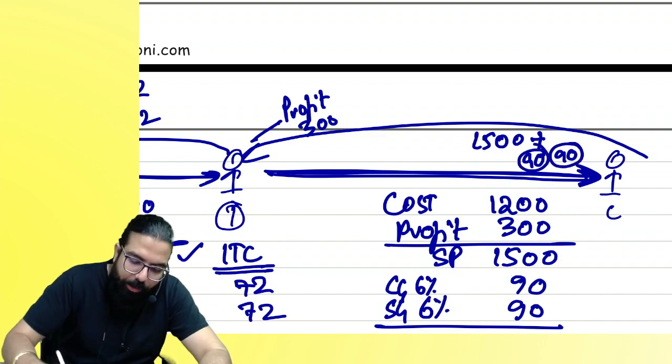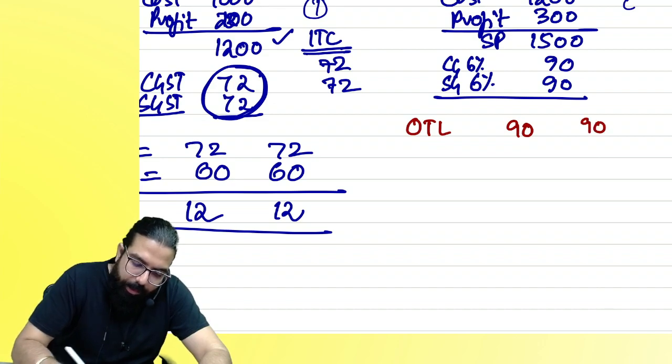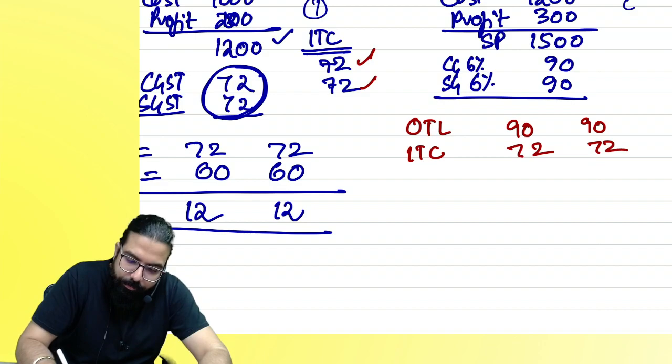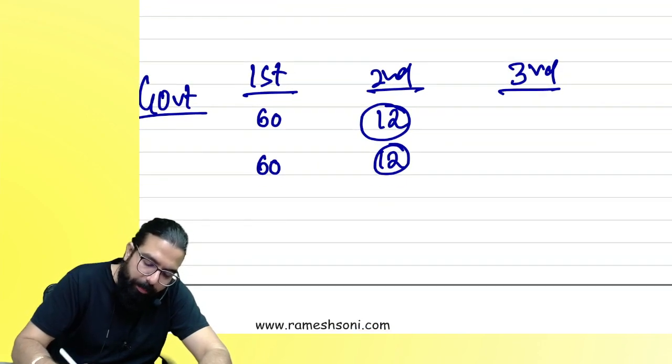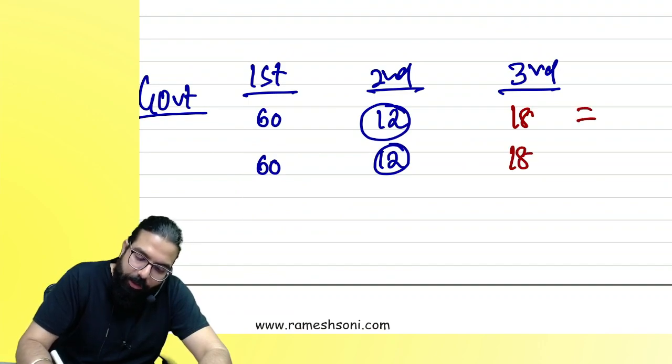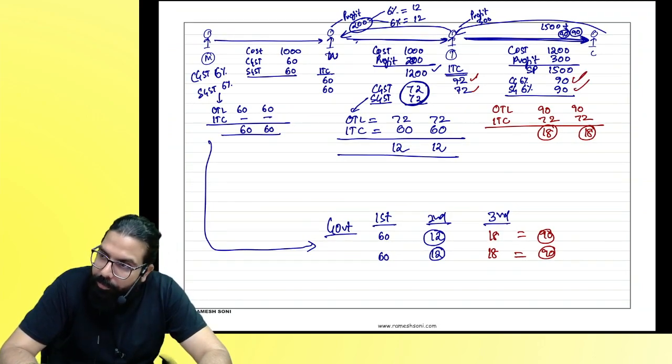Now tell me one thing. What is the output tax liability? Input tax credit, everyone? How much is the balance payable? So at the third stage, how much did the government get? How much is the total? 90. How much is the consumer paying? 90 and 90. Is my point clear?